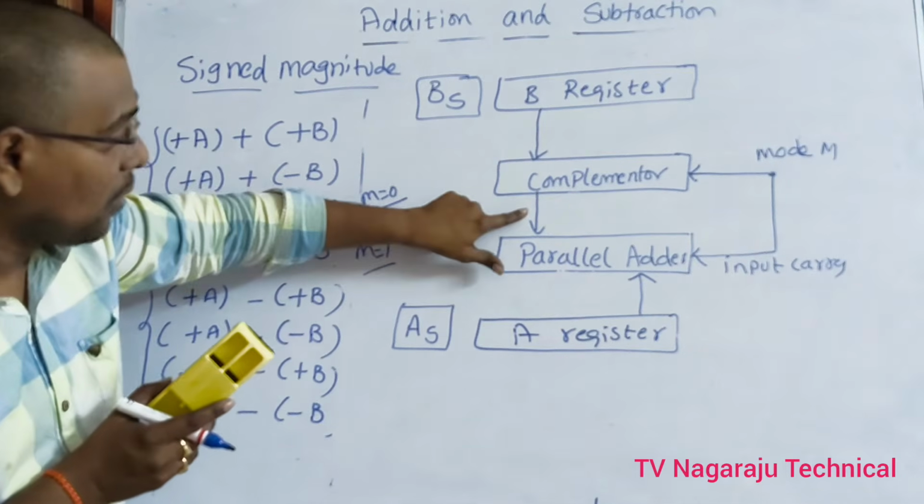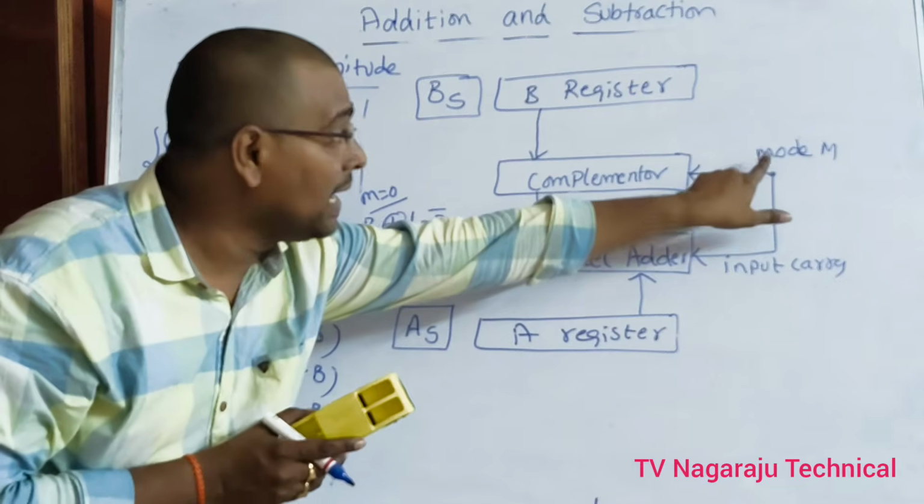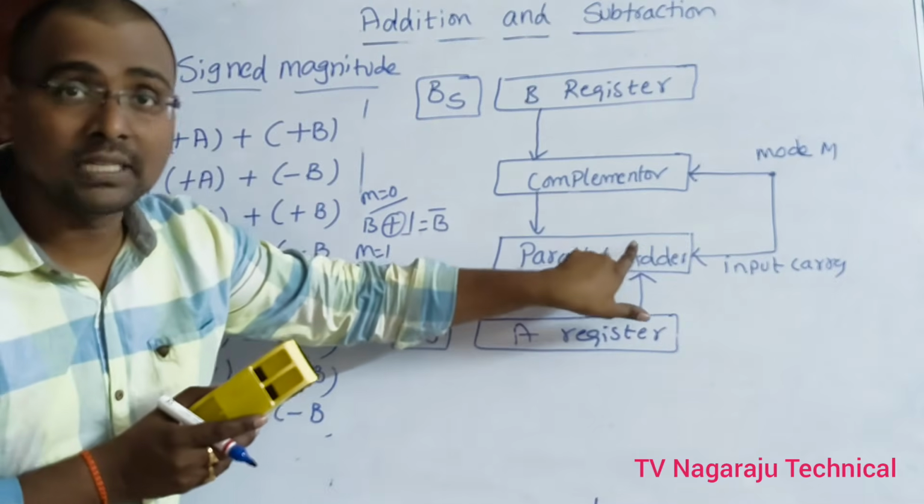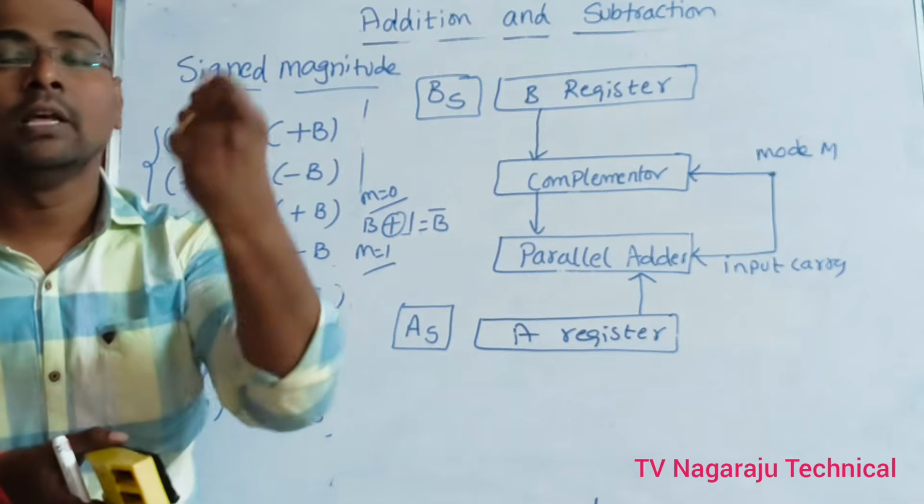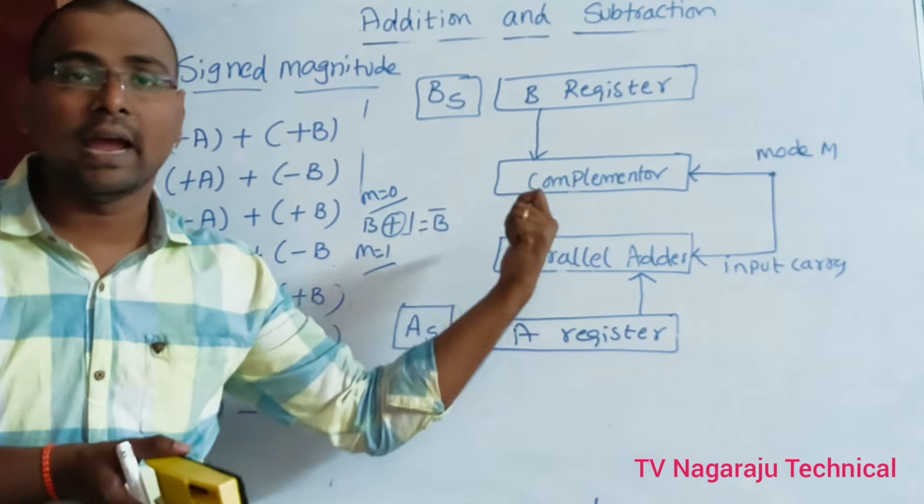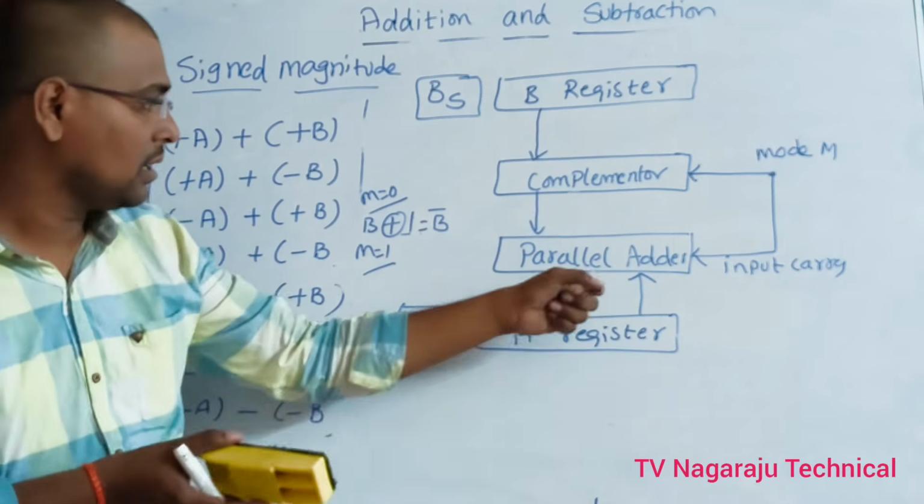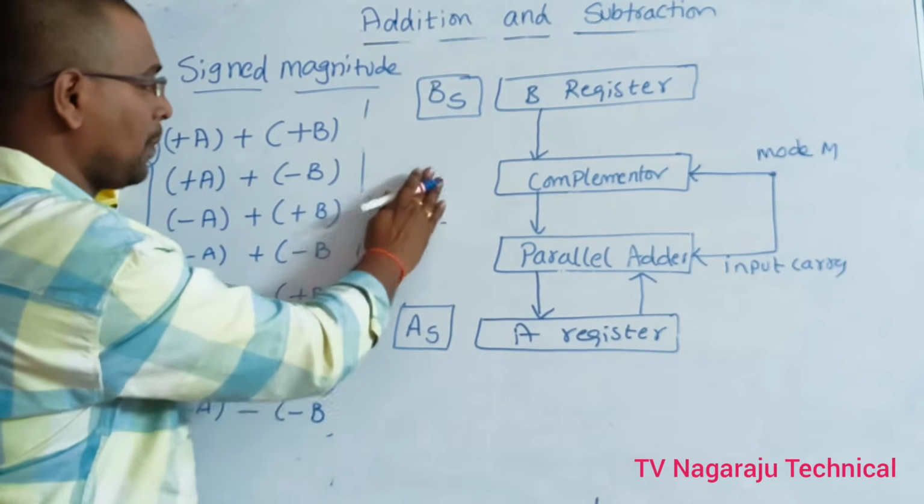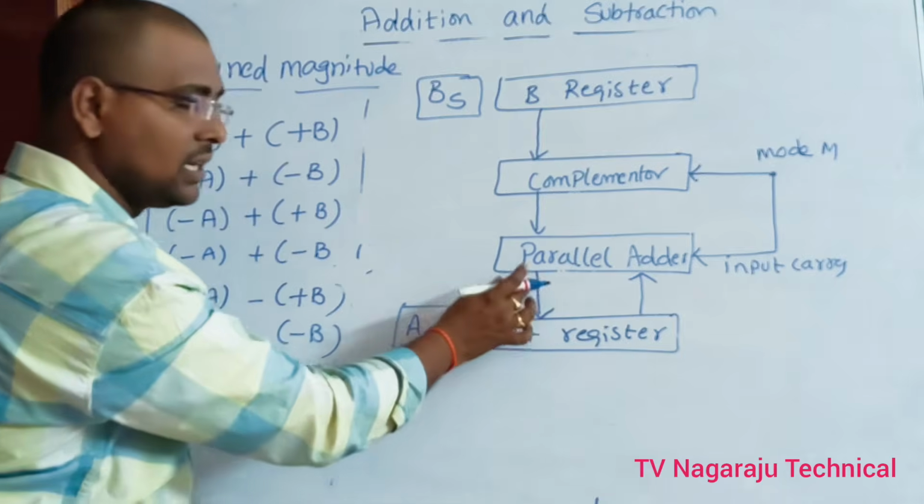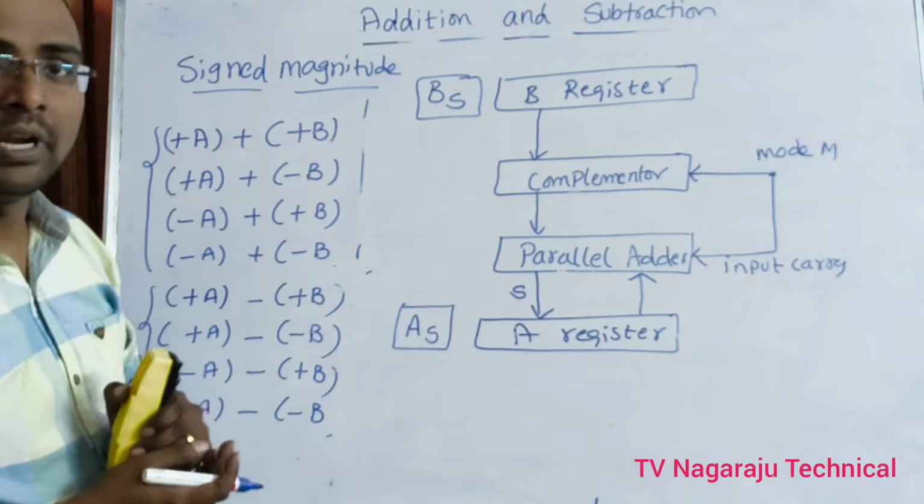By complementer, what is the output? B complement, and the M value is equal to 1, that is passed as the input carry as 1. So B complement plus 1. For subtraction, we are taking it as addition. Now the result is stored in A. I assume after performing the operation, the result, that is the sum, is stored in A.